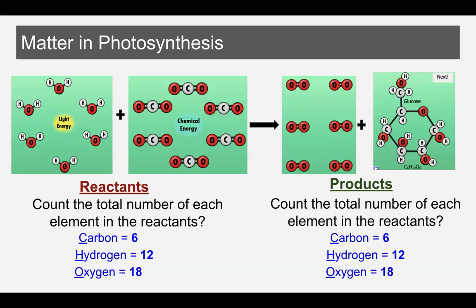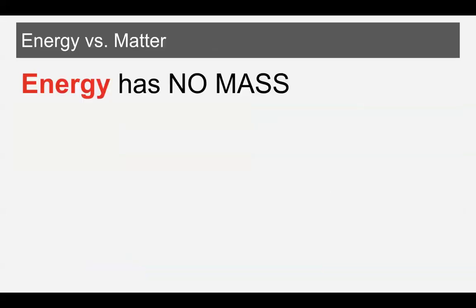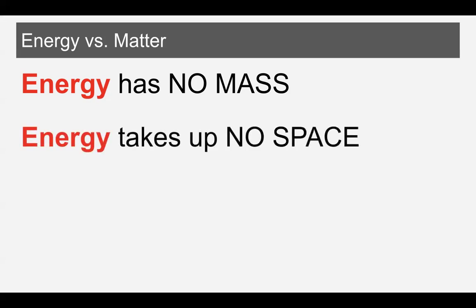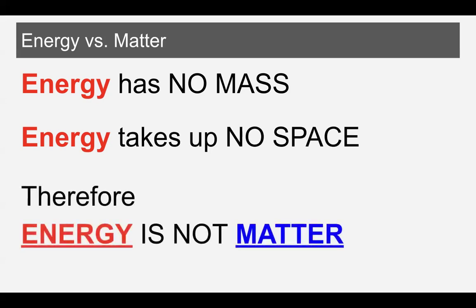And that is because of our handy dandy little law, the law of conservation of matter. Nothing was created or destroyed, but plants were able to turn water and carbon dioxide into oxygen and glucose. Just a quick reminder for anybody who missed this day or let it go in one ear and out the other: energy has no mass. Energy takes up no space. Therefore, energy is not matter. Matter is defined as anything that has mass and anything that takes up space.